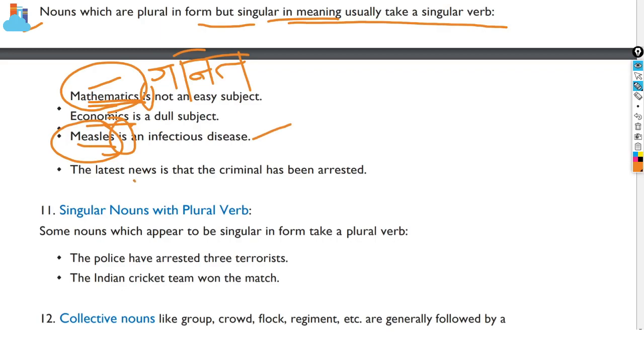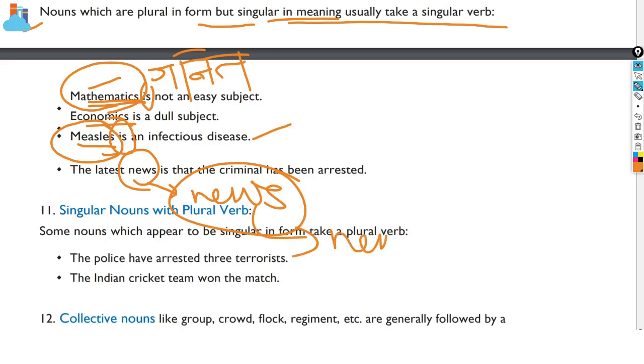Now, you see this, news. No news is good news, and this news is singular. It appears to be plural. If we want to make it singular, it would look something different, it would become new. Therefore, this is singular. There is no doubt about it.